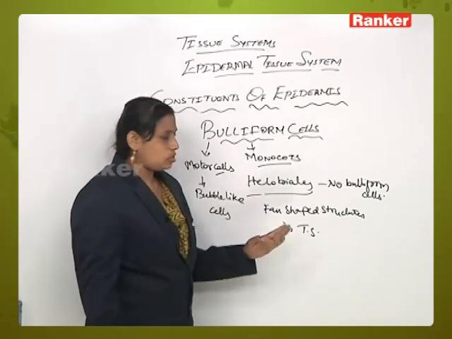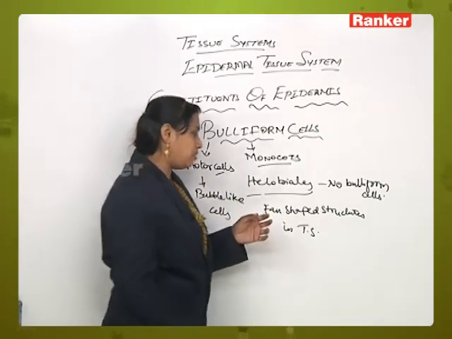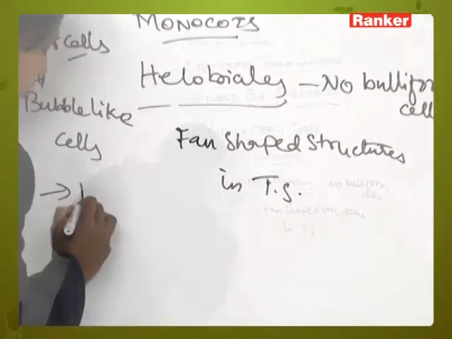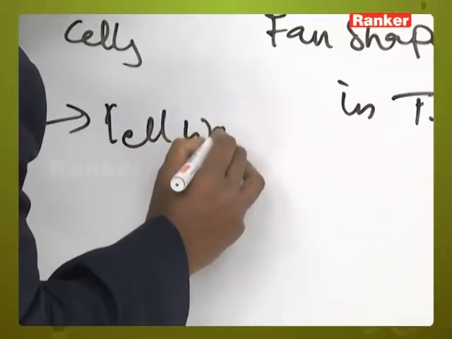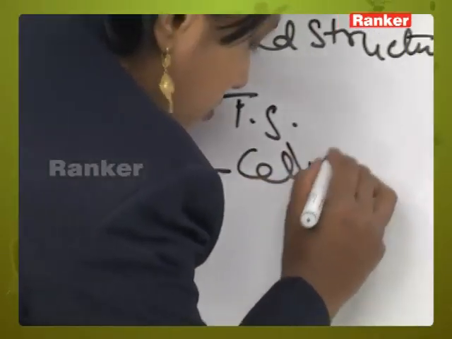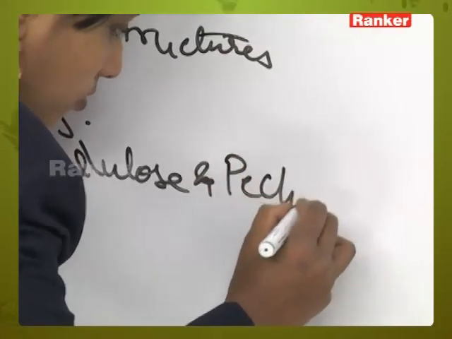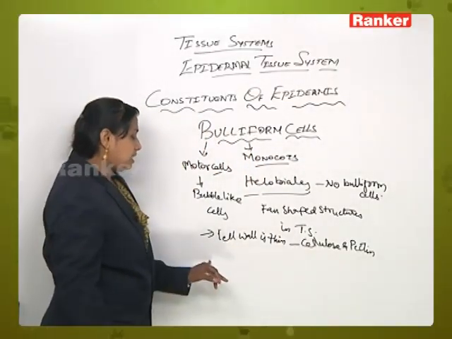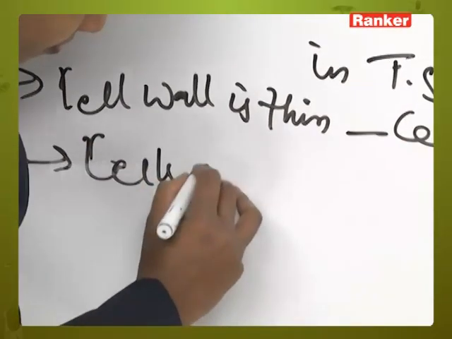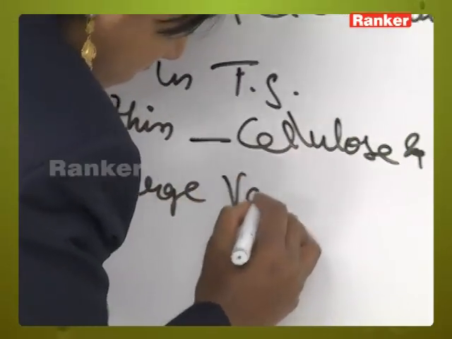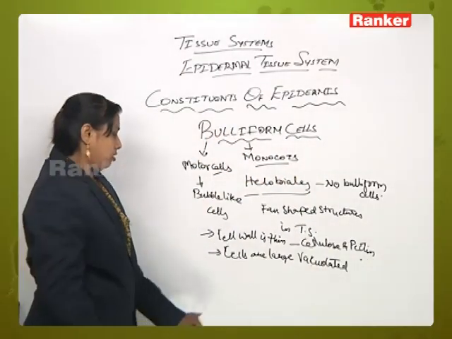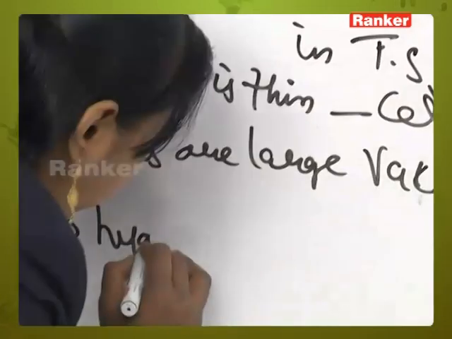If you see the transverse section of the bulliform cells, you will see that these are in the form of fan-shaped structures. The cell walls are thin and made up of cellulose and pectin. Cells are large and vacuolated, filled with water. These are hyaline, without chloroplast.